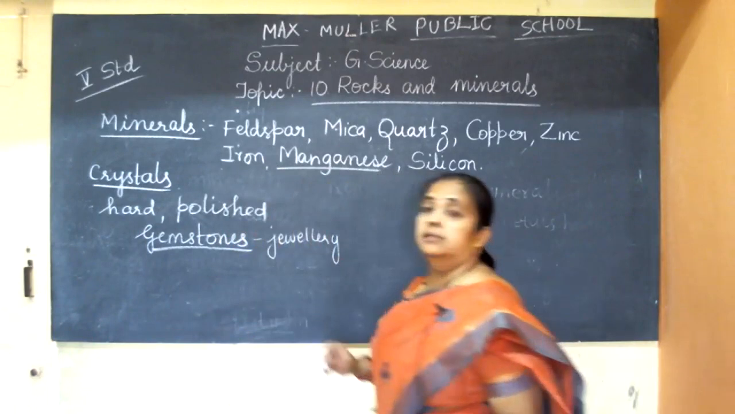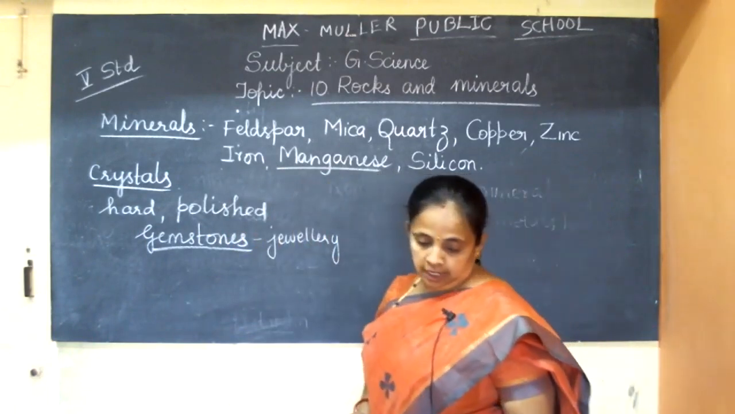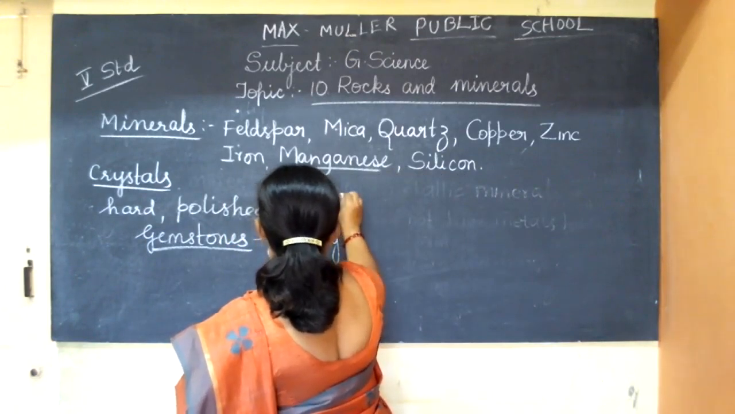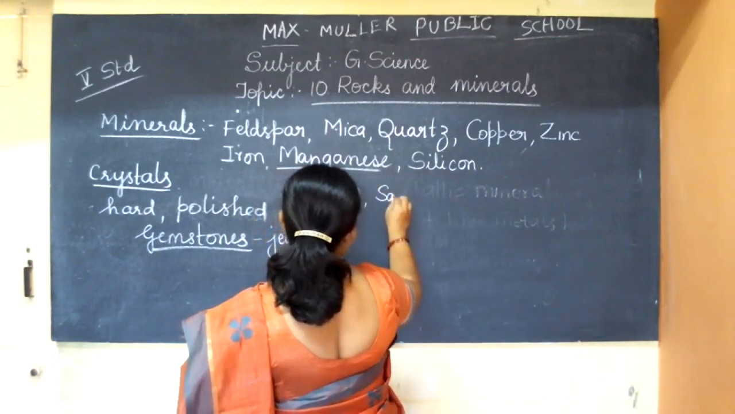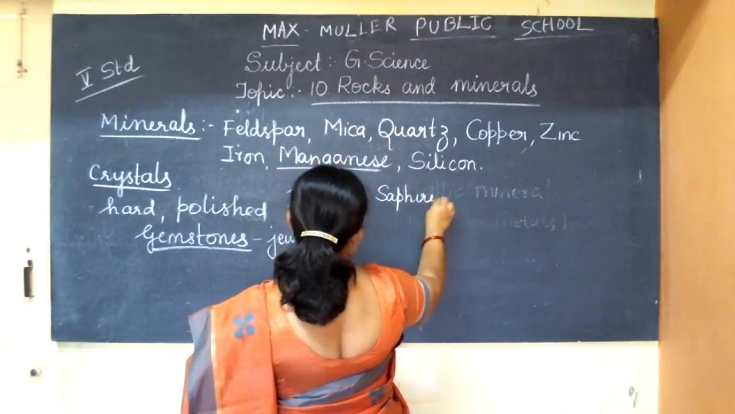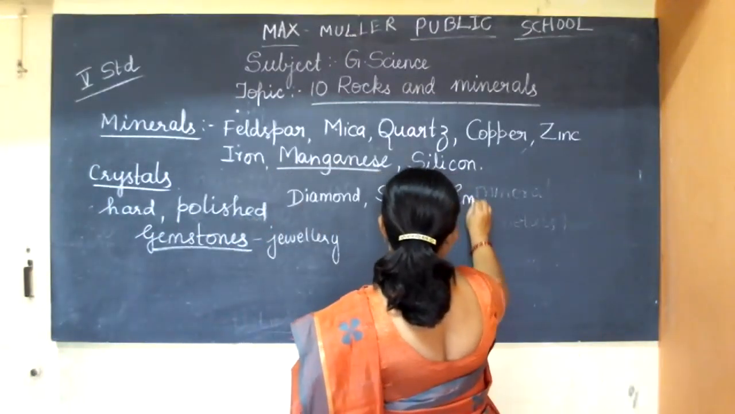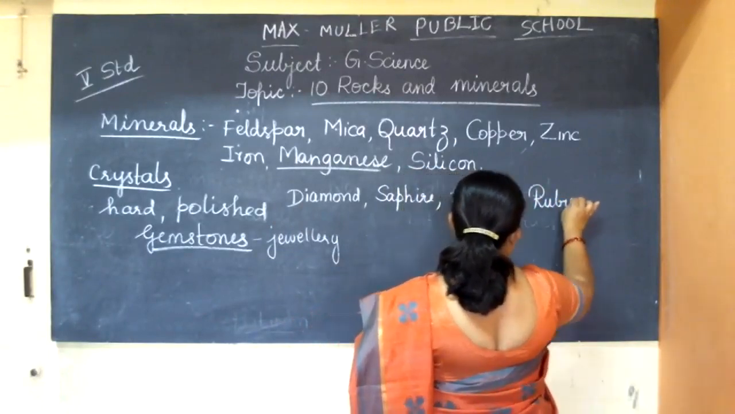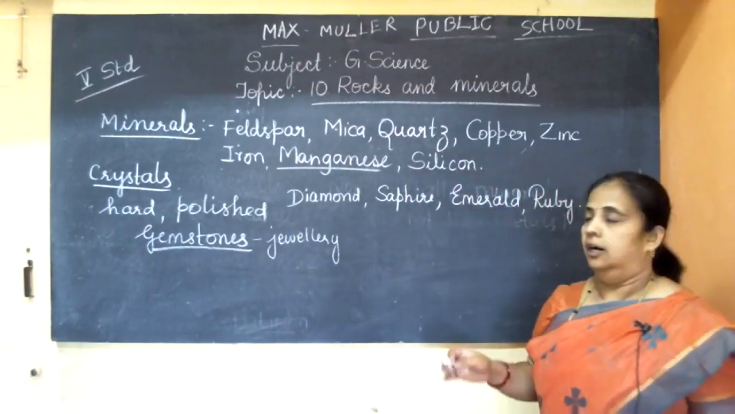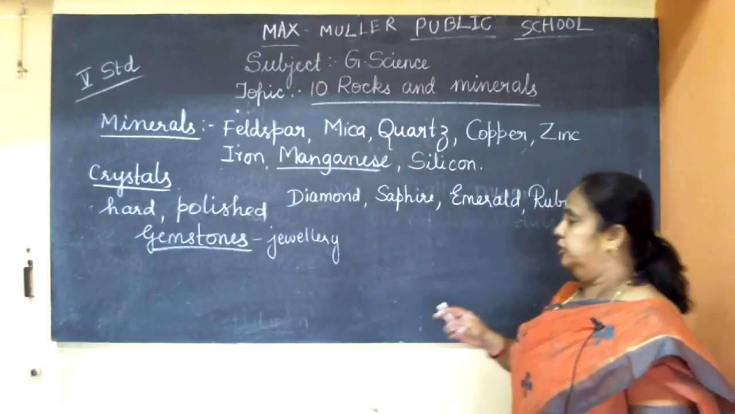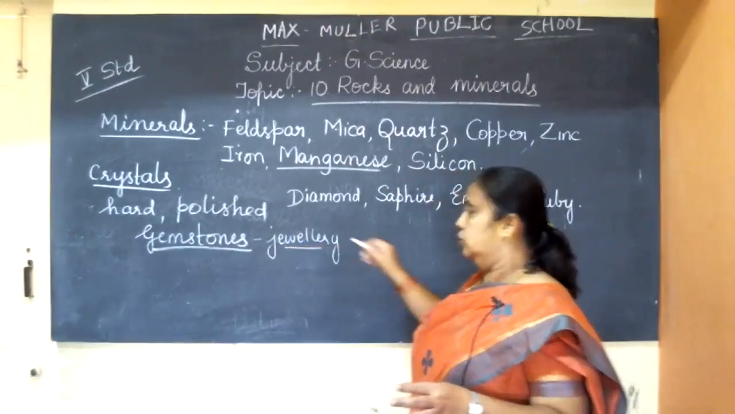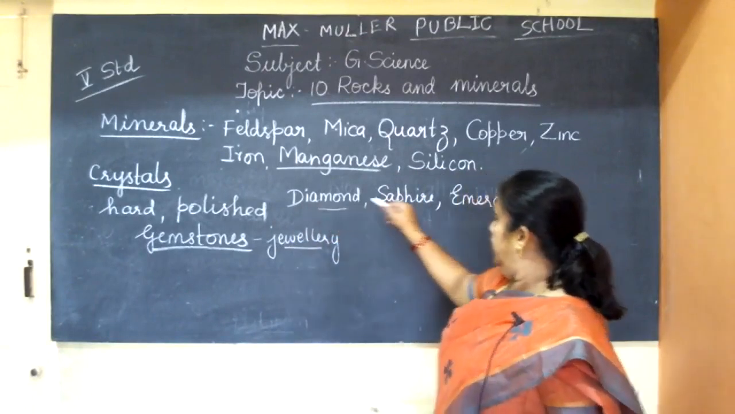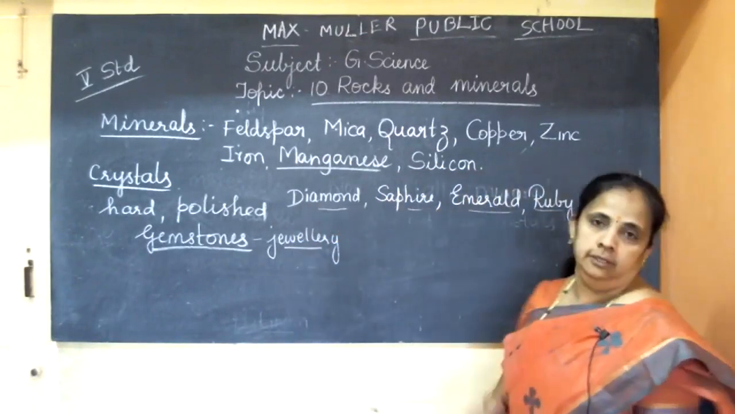Okay, so some of the minerals which are in the form of crystals are again diamond, sapphire, then emerald, ruby. Okay, so these are the few minerals which are in the form of crystals, which are used as gemstones and which will be used in making jewelry. So diamond, sapphire, emerald, ruby.